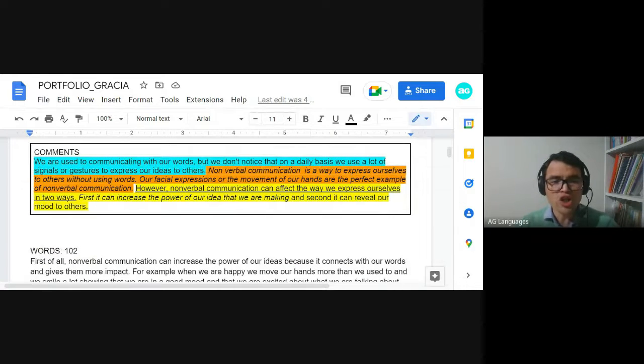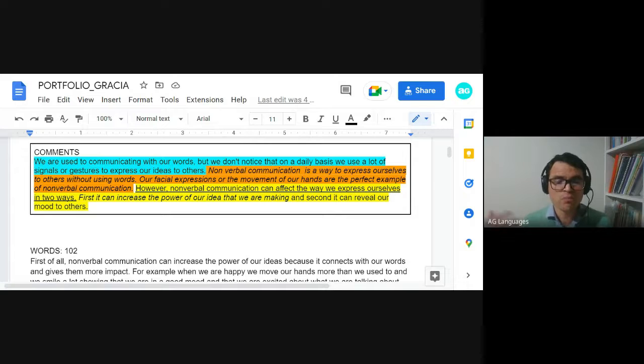It says, we are used to communicating with our words, but we don't notice that on a daily basis we use a lot of signals or gestures to express our ideas to others. Nonverbal communication is a way to express ourselves to others without using words. Our facial expressions or the movement of our hands are the perfect example of nonverbal communication. However, nonverbal communication can affect the way we express ourselves in two ways. First, it can increase the power of our ideas.